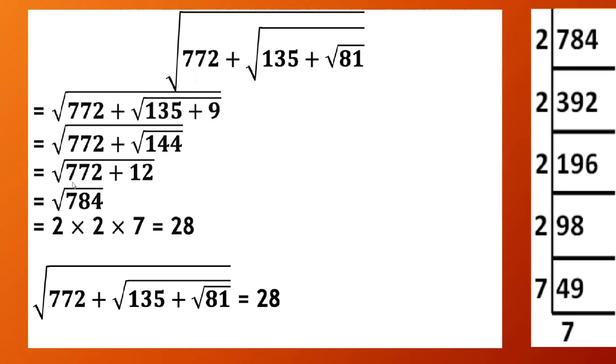We're going to add 772 plus 12, which is 784. Then we're going to do the prime factorization of 784, take the prime factors out of them, multiply them, and we'll get our answer as 28. So your answer will be 28. This is basically a very long process, but it's okay. These questions might come in your test or any exam or any worksheet.